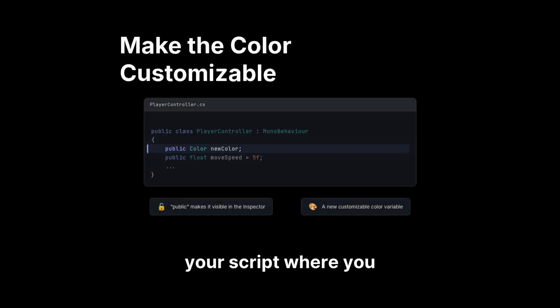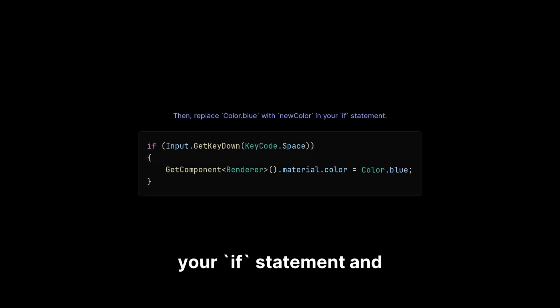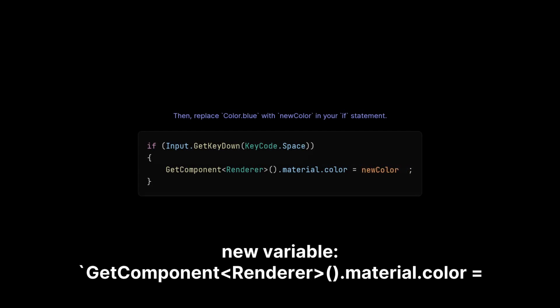To take this one step further, let's make the color customizable, just like our speed. At the top of your script where you declared moveSpeed, add this new variable: public Color newColor. Now, go back to your if statement and replace Color.blue with our new variable. GetComponent<Renderer>().material.color = newColor. Save the script.